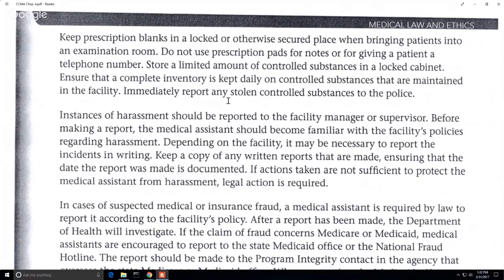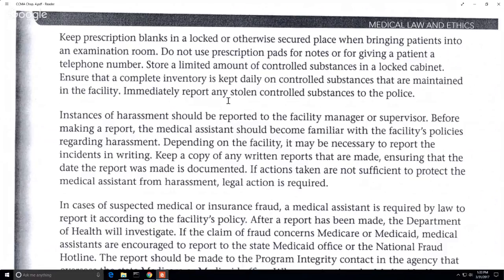Store a limited amount of controlled substance in a locked cabinet. Ensure that a complete inventory is kept daily on controlled substances. That's another question. How soon do we take the inventory on the controlled substance? Daily. And they are maintained in the facility. Immediately report any stolen controlled substance to the police. That's another question.